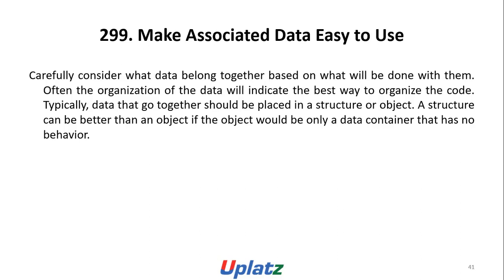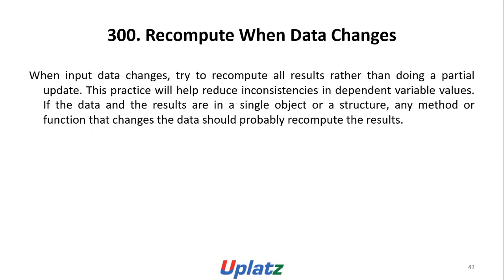Make associated data easy to use. Carefully consider what data belong together based on what will be done with them. Often the organization of the data will indicate the best way to organize the code. Typically, data that go together should be placed in a structure or object. The structure can be better than an object if the object would be only a data container that has no behavior.